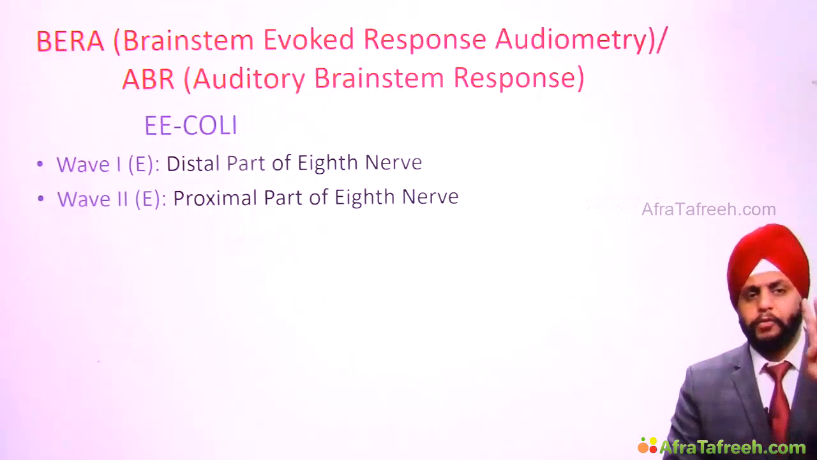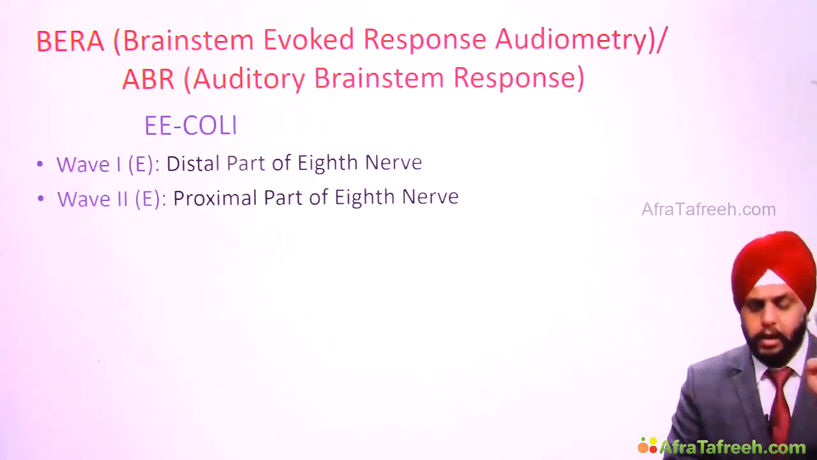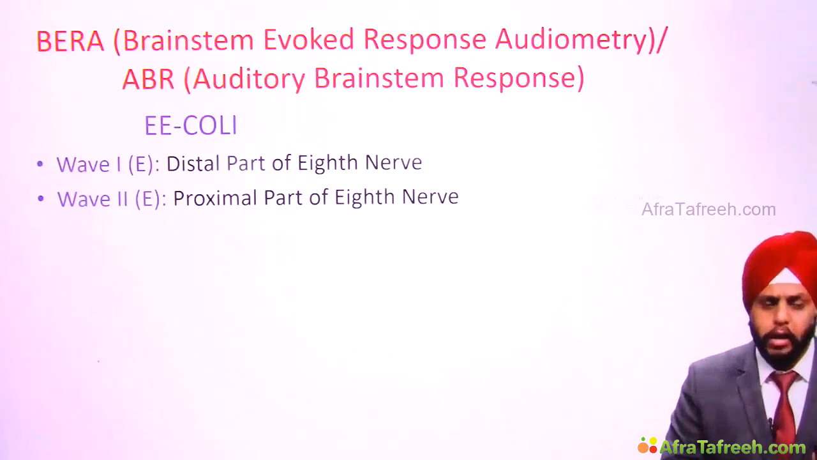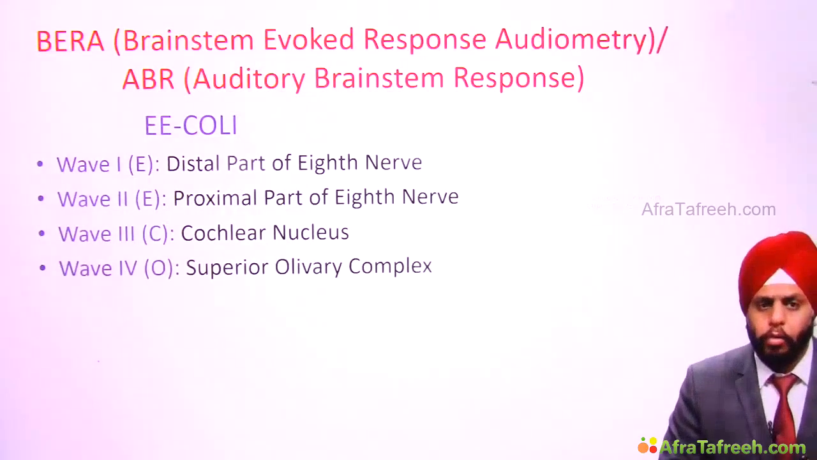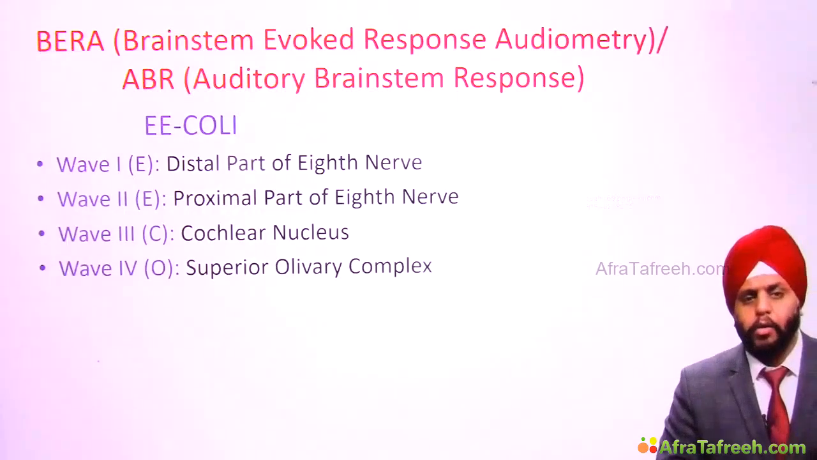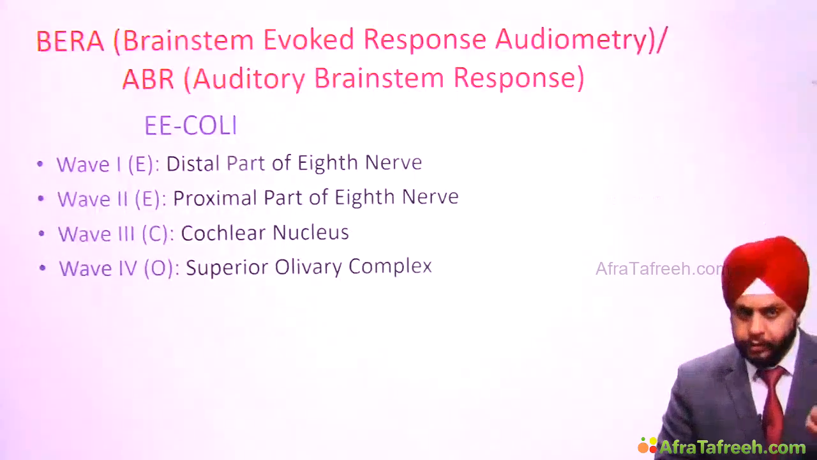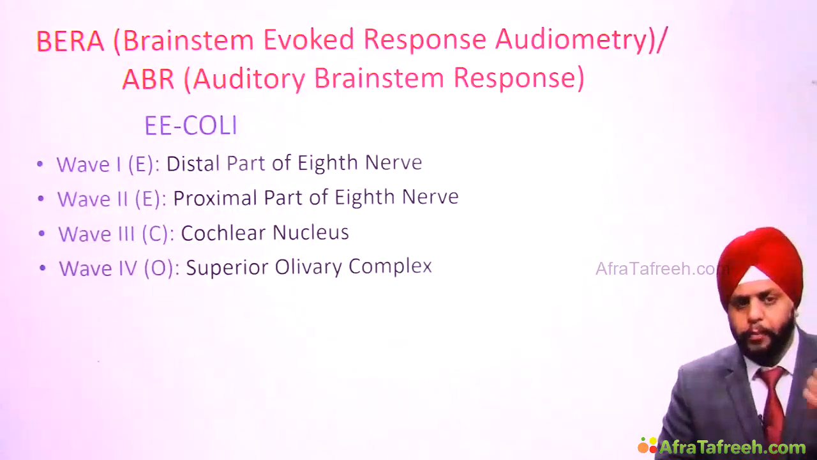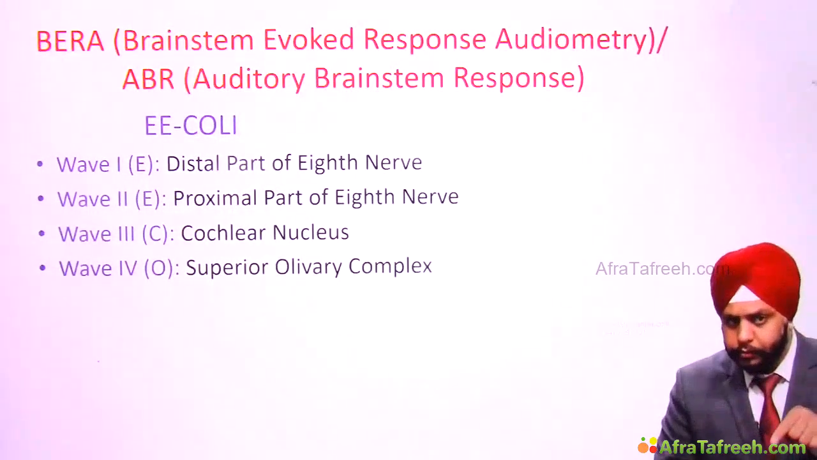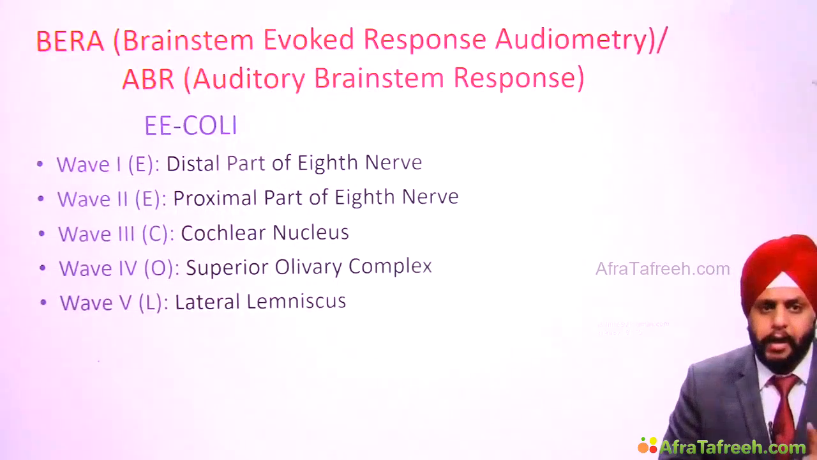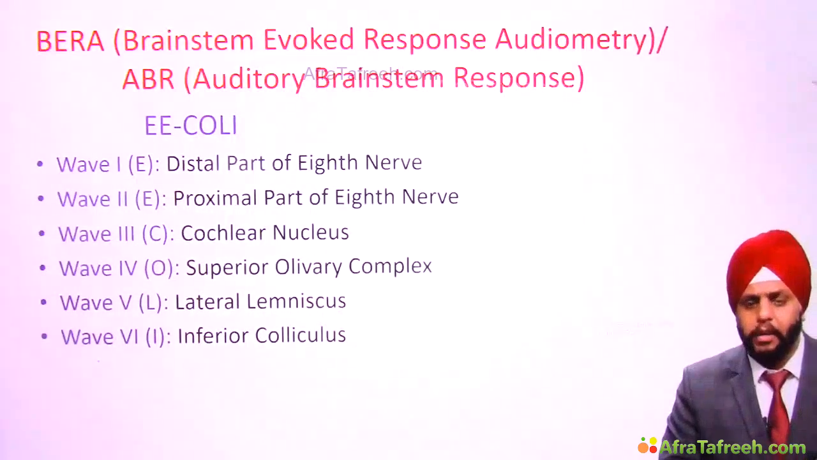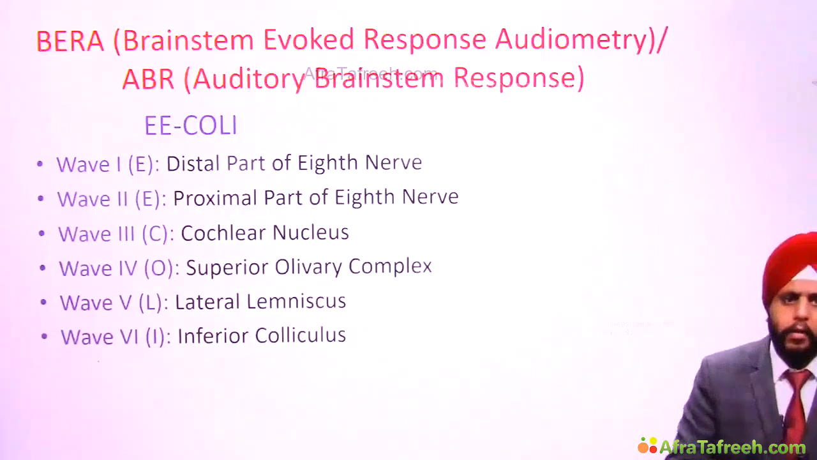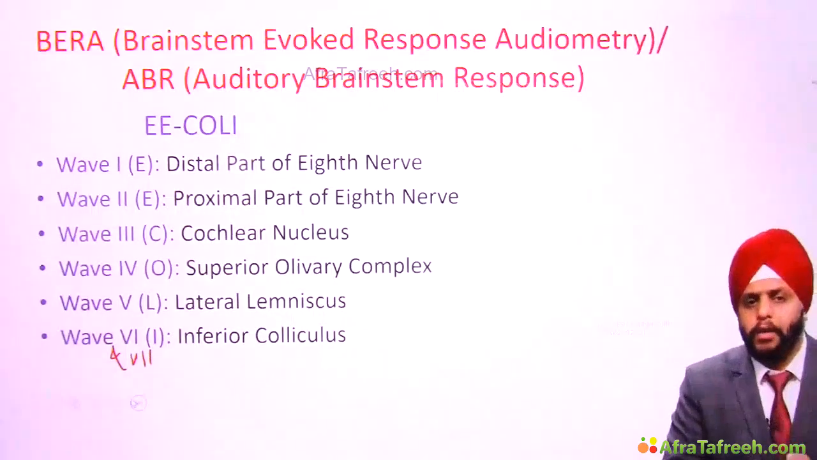So the eighth nerve gives two waves. So that is why we have double E. And then we have the coli. The wave 3 is given by cochlear nucleus. Wave 4, O, is superior olivary complex. Remember, O is also for opposite. Okay, over O happens the crossover of sound. Right? Wave 5, L, is lateral lemniscus. Wave 6 is given by I, inferior colliculus. Okay, you can even say wave 6 and sometimes wave 7, they are given by inferior colliculus.